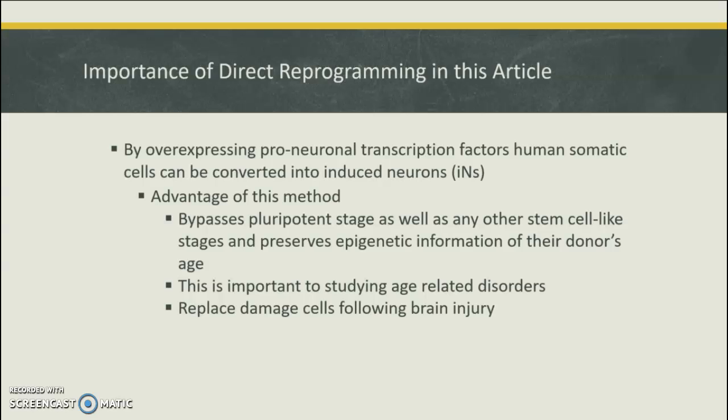And so I wanted to discuss the importance of direct reprogramming in this article to give you a summary of it. So by overexpressing pro-neuronal transcription factors, human somatic cells can be converted into induced neurons, which are typically iNs. So the advantages of this method, as I said before, is it can bypass a pluripotent stage, but it can also bypass any other stem cell-like stages and preserve the epigenetic information of their donor age. And this is very, very important. By preserving the epigenetic information of their donor's age, scientists can use this to study age-related disorders.